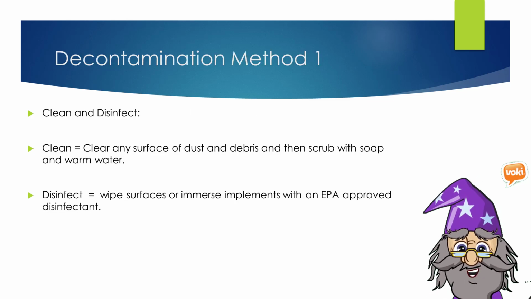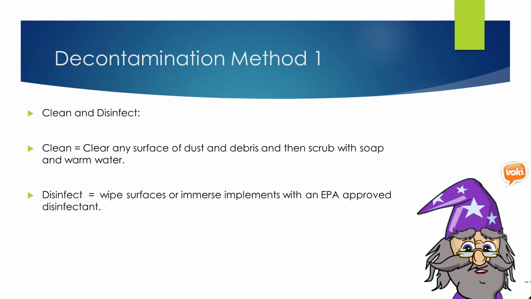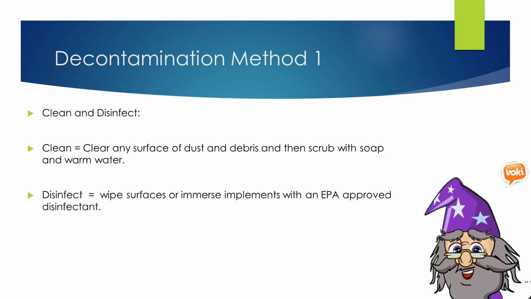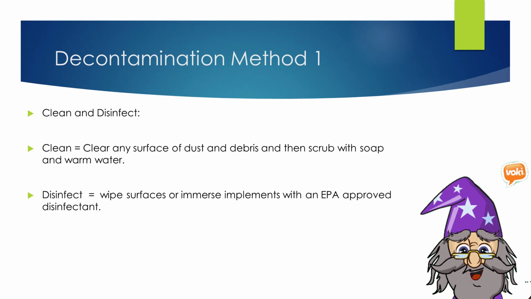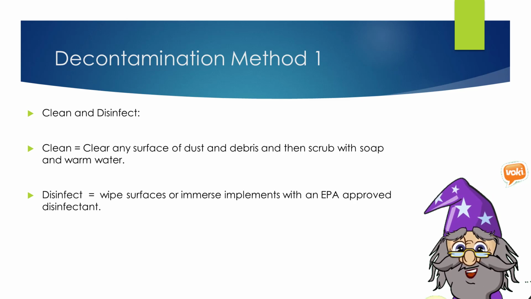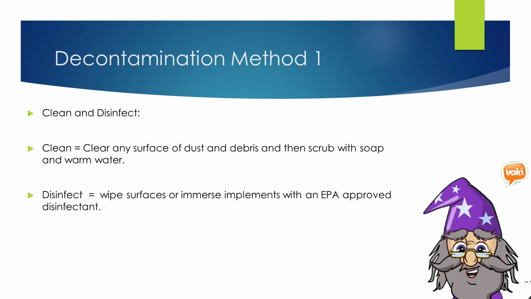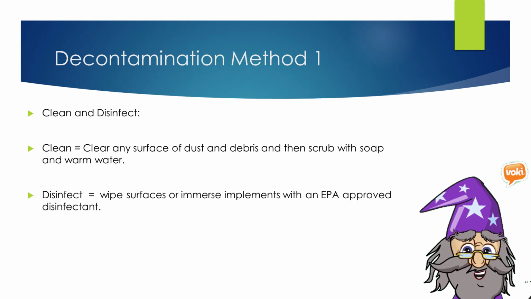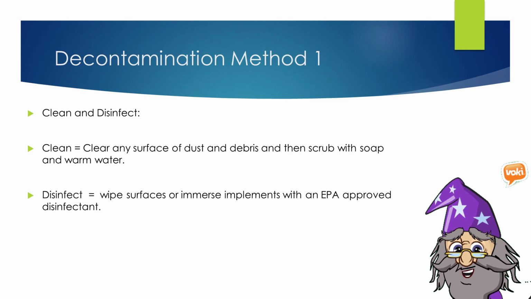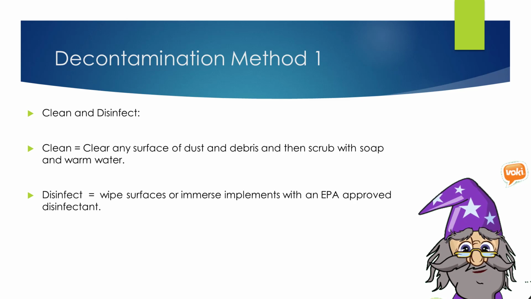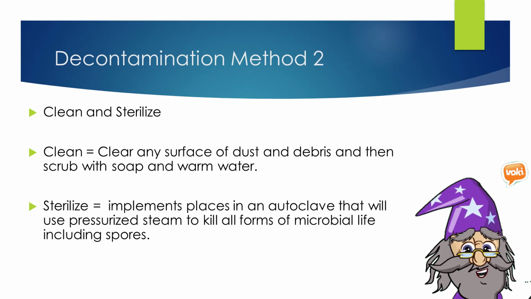These levels of decontamination must be performed properly, for them to be effective against infection and diseases. Now let's determine how to decontaminate properly. Decontamination method 1. For this method, we must clean and disinfect. Remember, to clean means to sanitize. So first we must clear the surface, or object, of any dust and debris and then scrub with soap and warm water. After the surface has been cleaned, or sanitized, then we must disinfect the object, or surface, using an EPA-approved chemical disinfectant.